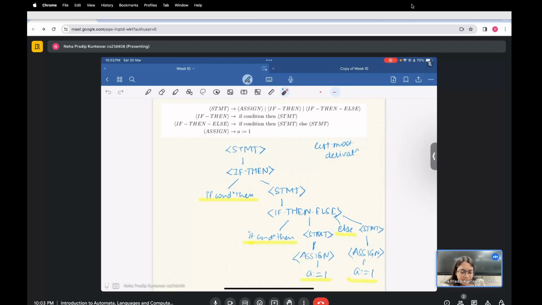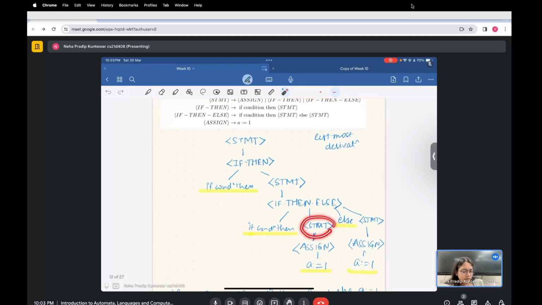Now again we go back to statement, and statement has three choices: assign, if then, or if then else. Let's say this time we take if then else. So statement gives if then else, this is where we are. If we look at if then else, the production is just one rule, so there is no choice, we have to take that rule. What is the rule? You have if condition then, there is some statement, else there is some statement. Now we have two variables, both statement. Which one should we expand first? The leftmost variable, because we are doing a leftmost derivation.